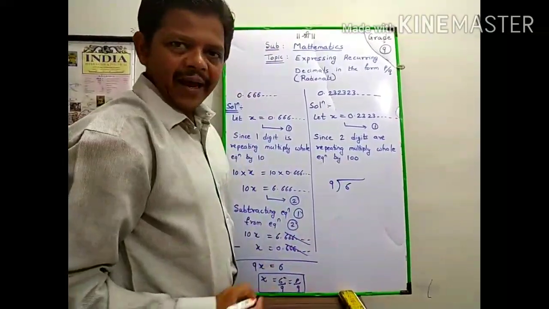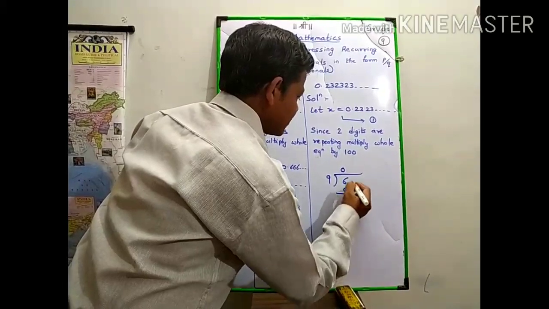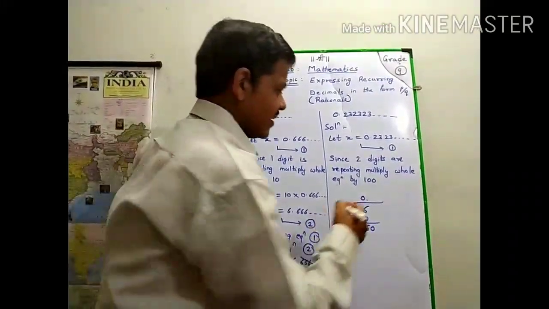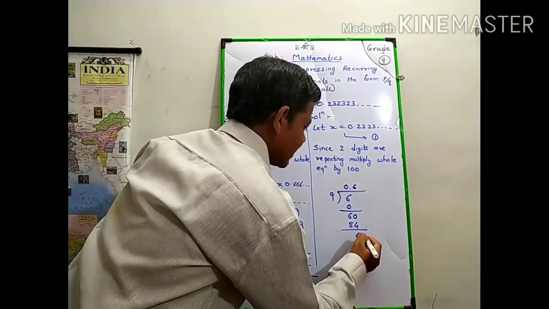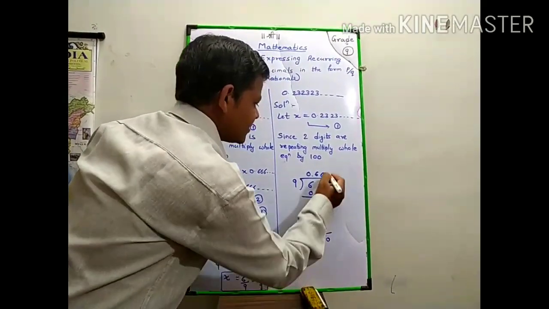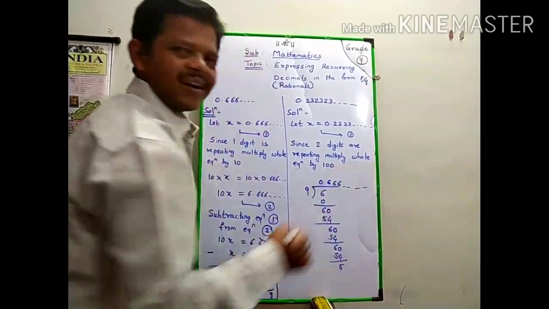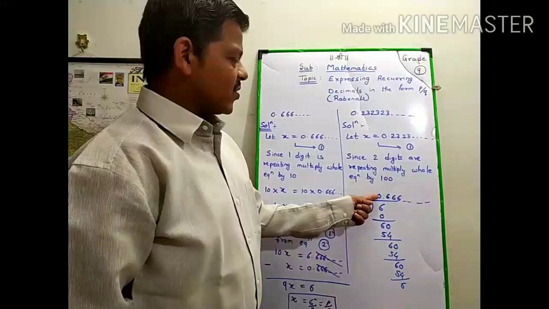6 when I divide by 9, 9 cannot divide 6. 9 zeros are 0. 6, we get a decimal point. Introduce a 0. 9 6s are 54. Remainder is 6. Get a 0. 9 6s are 54. Remainder is 6. Get a 0. 9 6s are 54. Remainder 6. It goes on continuing. Do you get 6 divided by 9 as 0.666?